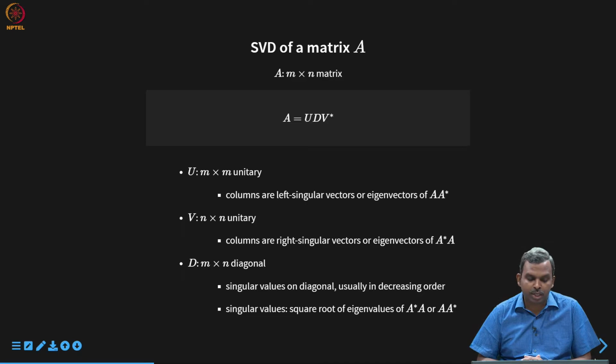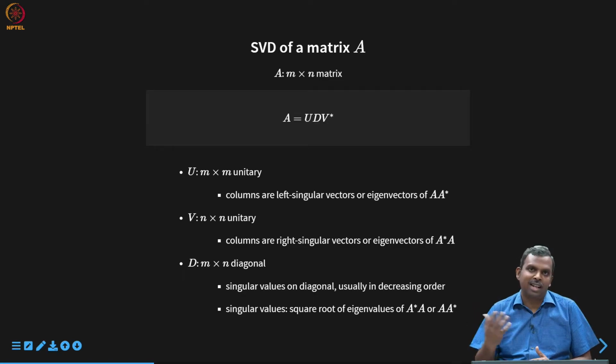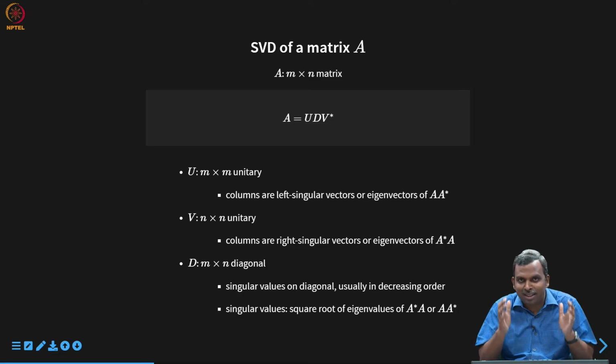And V is N cross N unitary. V star, like I told you, is the conjugate transpose. Columns of V are the right singular vectors, basically the eigenvectors of A star A. A star A again is a self-adjoint operator, and it will have an orthonormal eigenvector basis, which becomes the set of right singular vectors for A, and that makes up the matrix V. And this D is an M cross N diagonal matrix. D is like the heart of A, the essence of A, and it has the singular values on the diagonal. Singular values are non-negative, and you usually arrange them in decreasing order along the main diagonal of D.